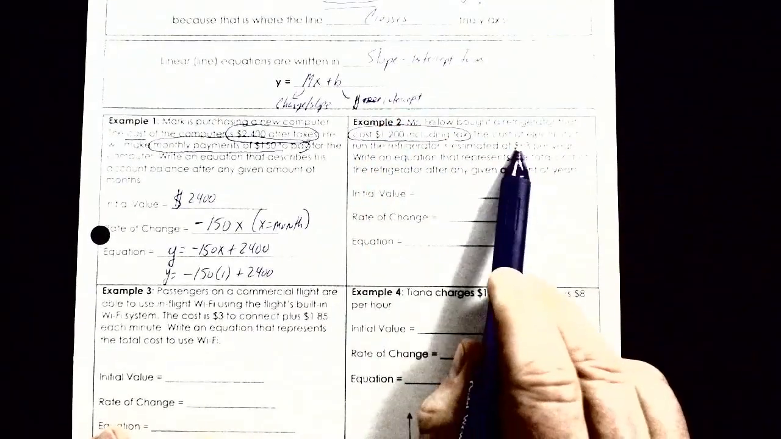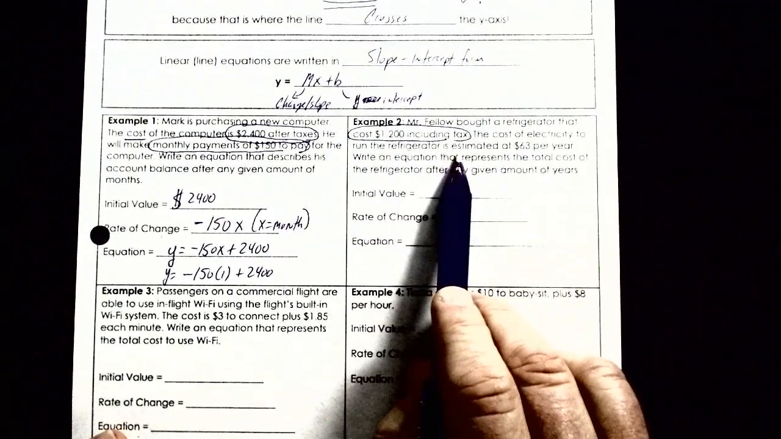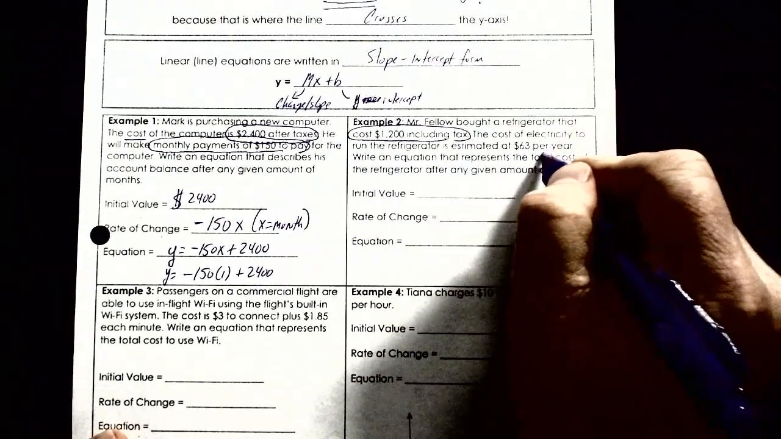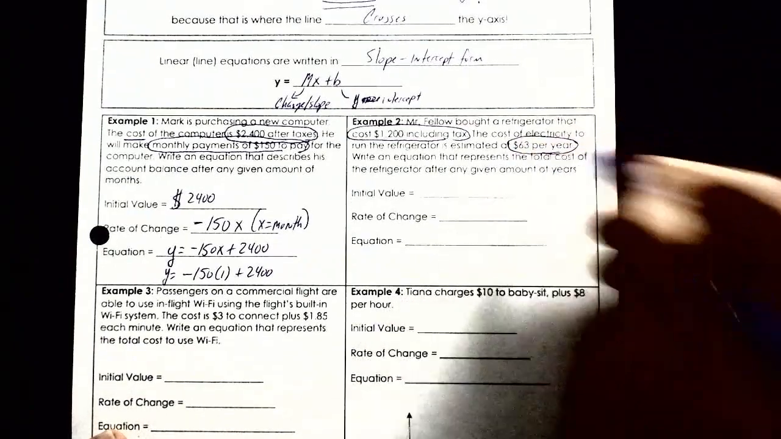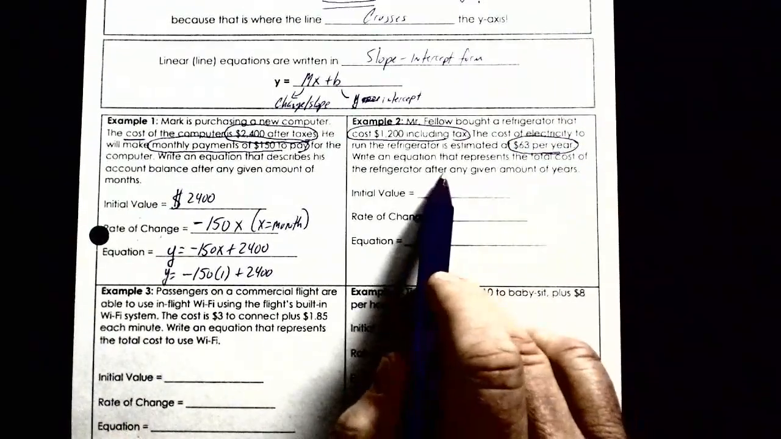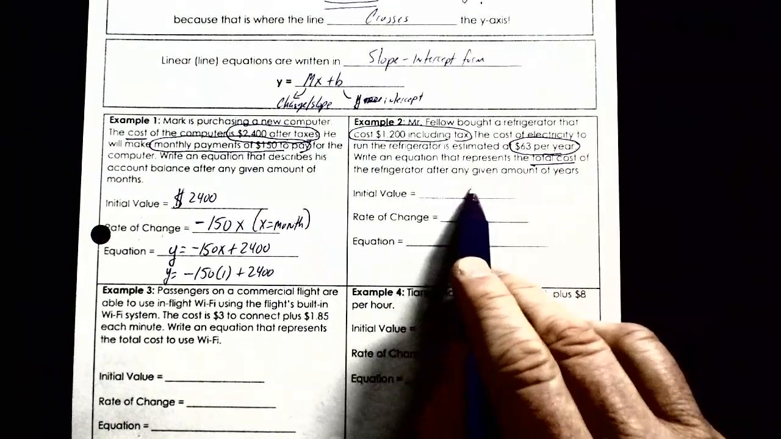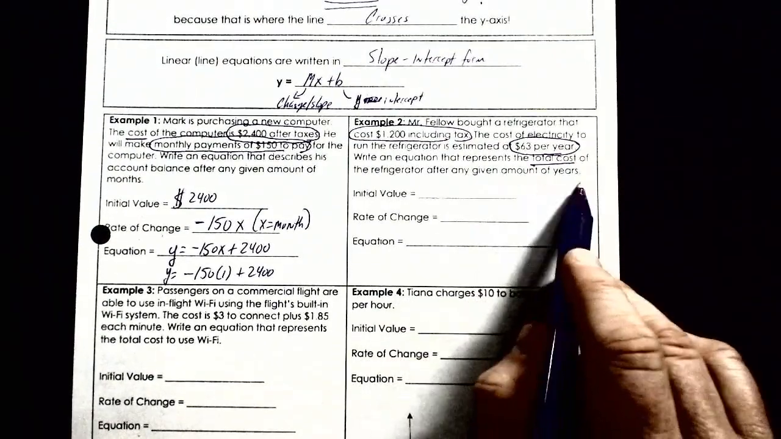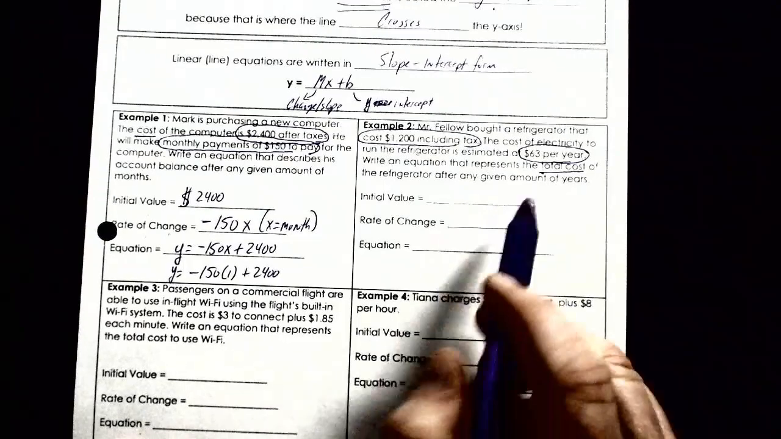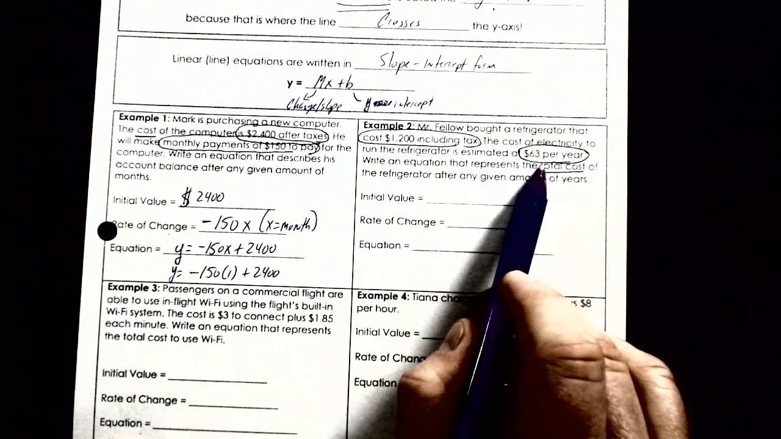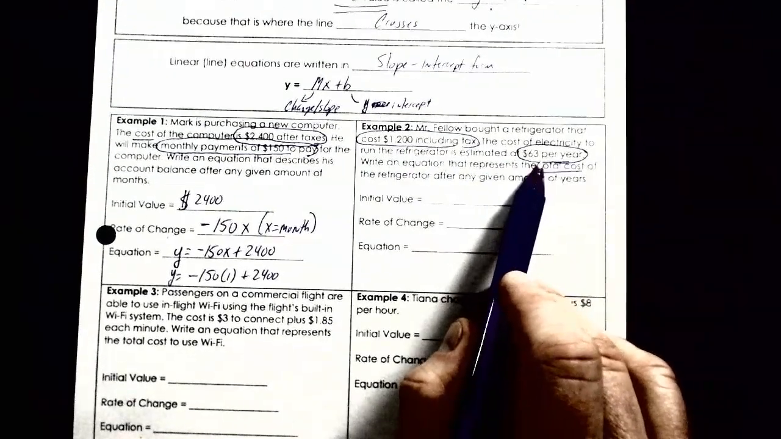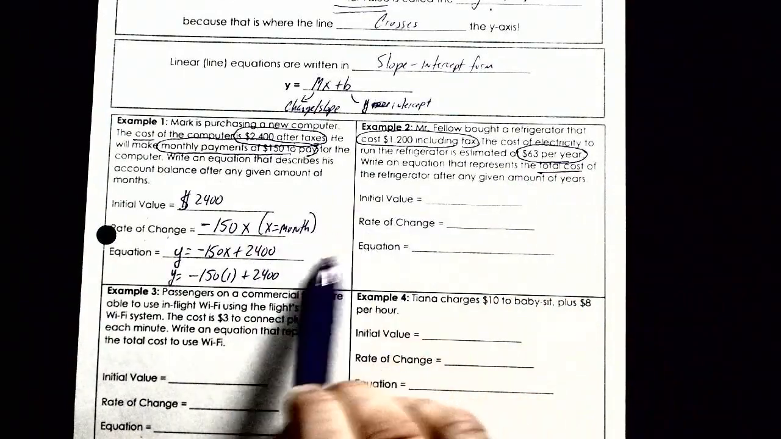Bought a refrigerator that cost $1,200. The cost of electricity to run the refrigerator is estimated at $63 per year. Write an equation that represents the total cost of the refrigerator after a number of years. Now, the difference between this one is he's not paying the refrigerator off. These are his additional costs. So this one's going to be different from example 1.